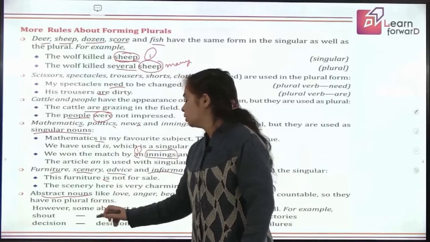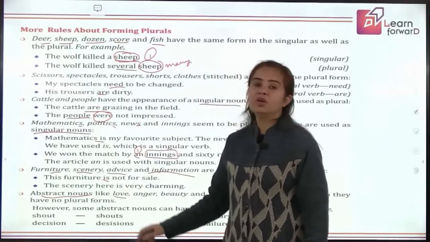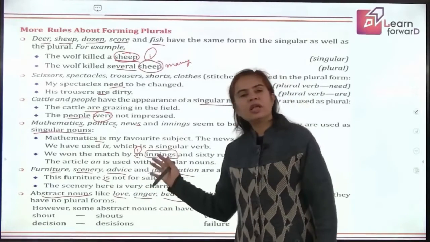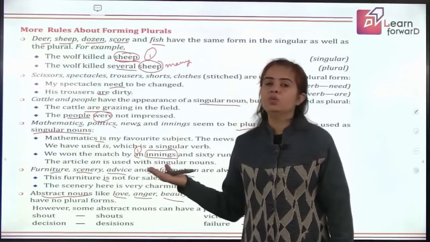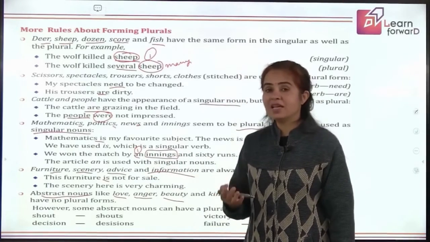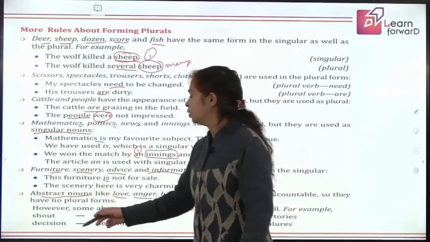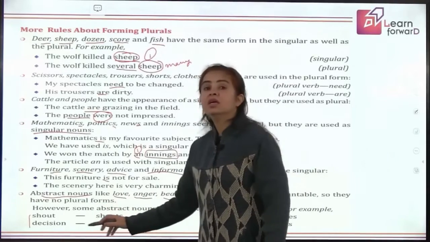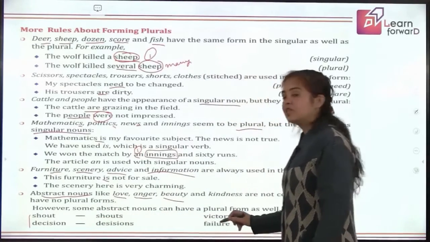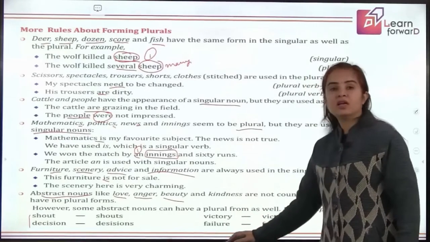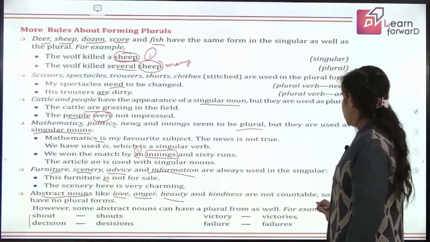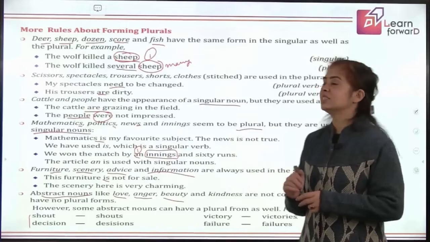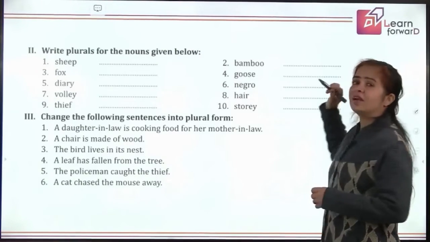Like we have love, we do not say loves. Anger, it's not angers. Beauty is not beauties. So they are always used in singular only, no point of making them plural. But yes, there are a few abstract nouns you have to learn that sometimes we use them in plural, like shout, shouts, decision, decisions, victory, victories, and then failure, failures. So a few abstract nouns that can have plurals, you will have to memorize. These are the exceptions. So I hope you have understood till here.